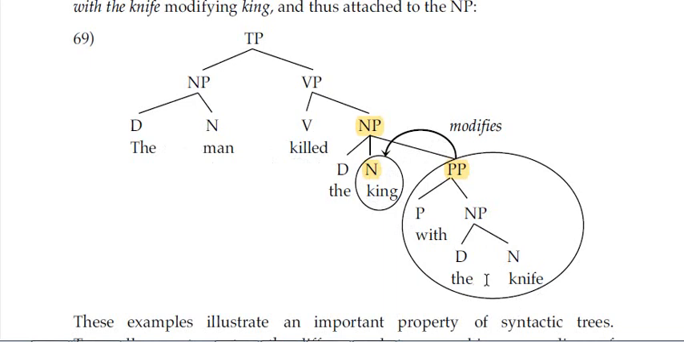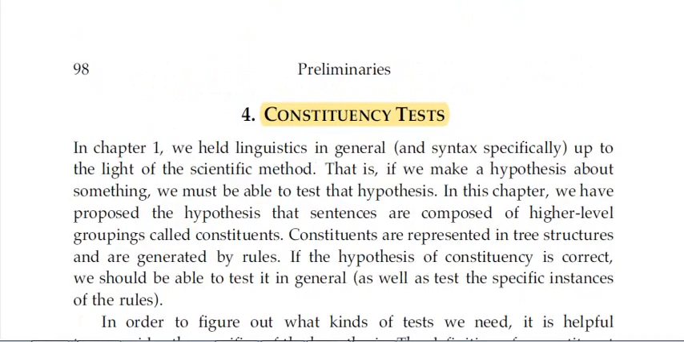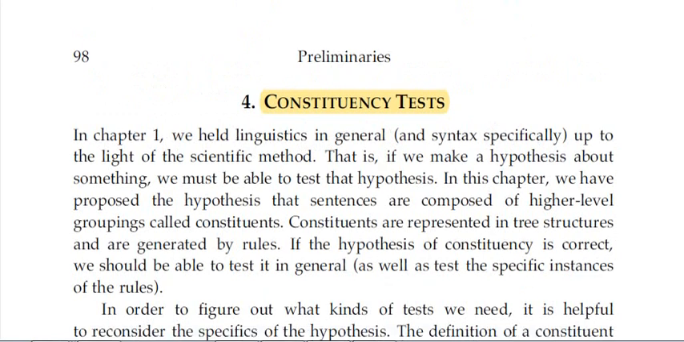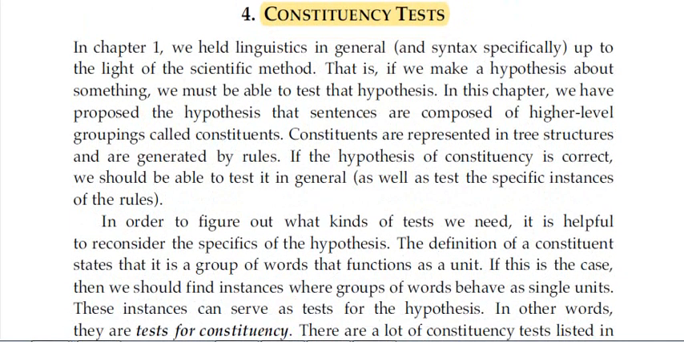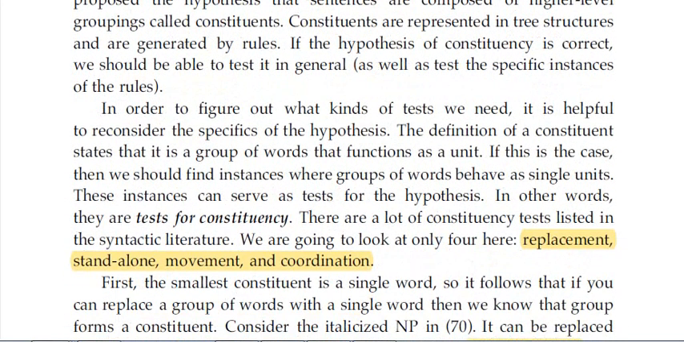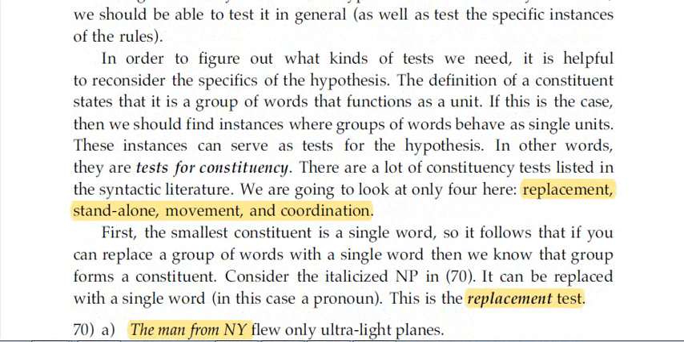So you see the difference. Jadi ketika mana yang berbeda, maka analisanya juga berbeda. So you have to look at this one. Okay, I think this is the last one. Constituency test. Jadi bagaimana mengetahui constituency? Bagaimana mengetahui bahwa kumpulan kata itu adalah satu unit? So there are 4 constituency tests: replacement, standalone, movement, and coordination. First, replacement.